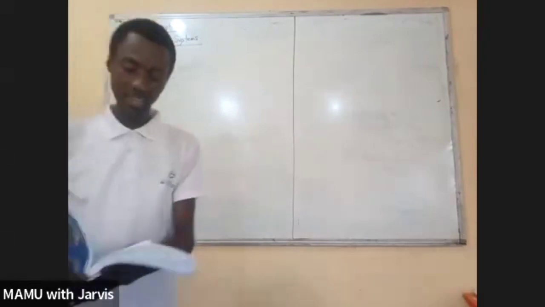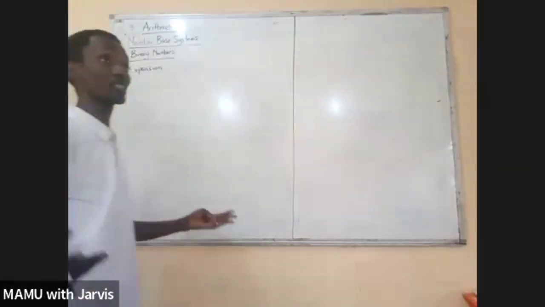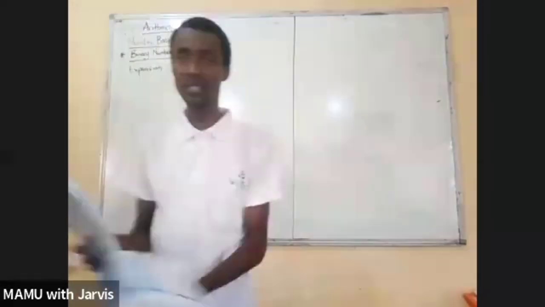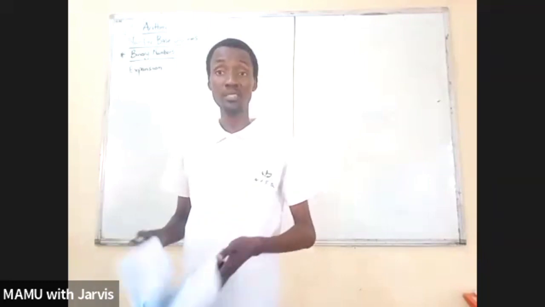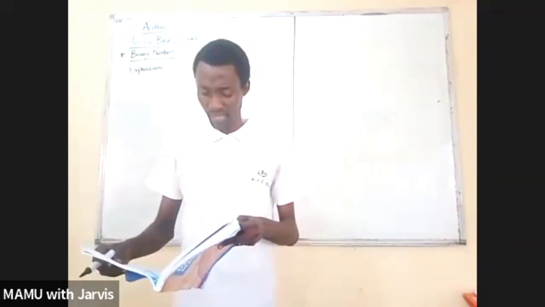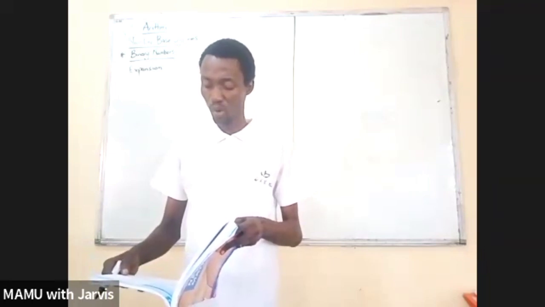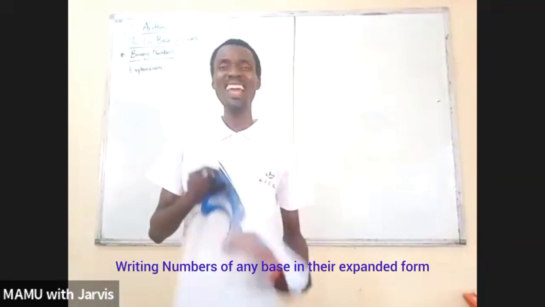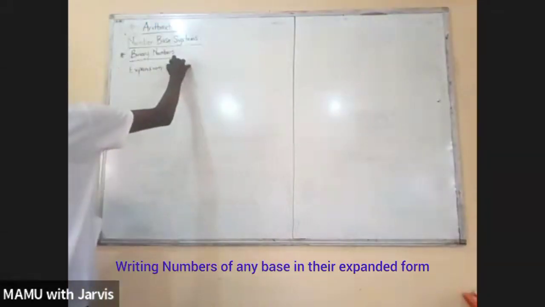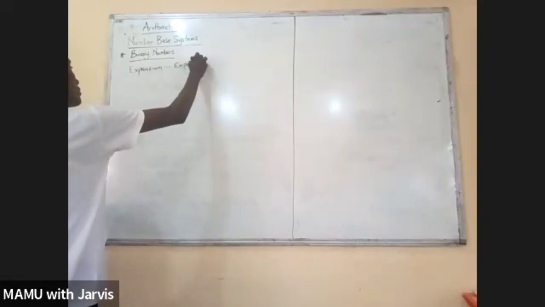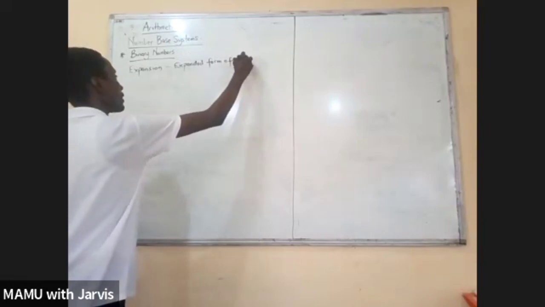Now, if you look at our text, the first objective we have is expanding numbers. It says here, expand numbers expressed in various bases. Now, when you expand numbers expressed in various bases, the objective is to try to write out their expanded form. So we can say expansion, or expanded form, of any number.